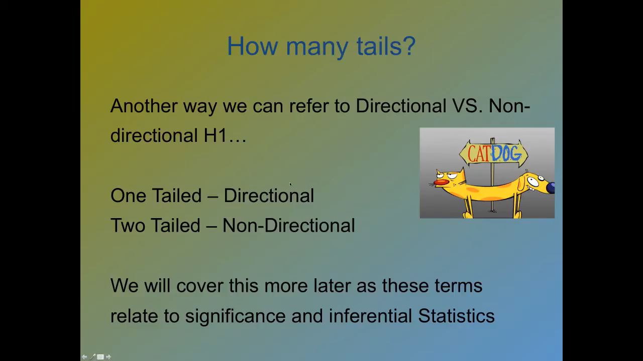A one-tailed test would be a directional one, because here you're choosing a side. It's either going to be positive or it's going to be negative. You cannot have it both. And that's why you have to land on that side of the tail when you're actually performing your test.